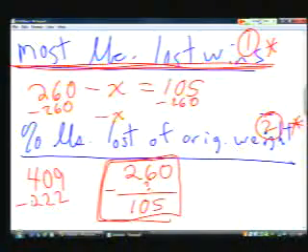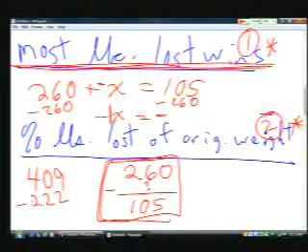So now I get negative x, because this actually is plus a negative x, isn't it? Minus x is the same as plus a negative x. So I have a negative x, which is the same as negative 1x, correct? And then take 105 minus 260 for me. I can tell you that's a negative number. I'll do that part.